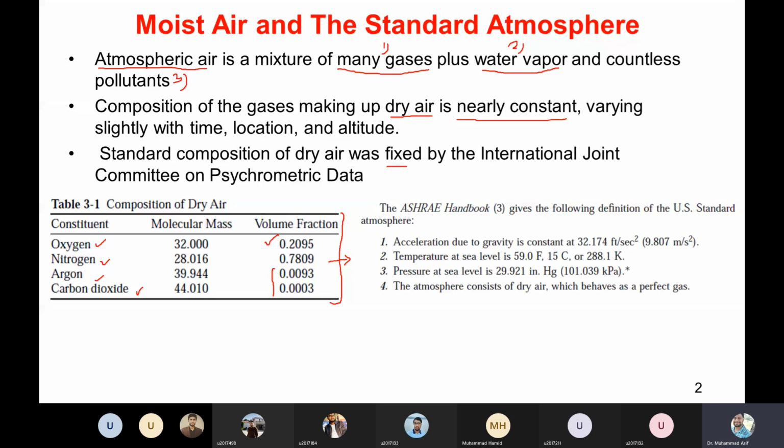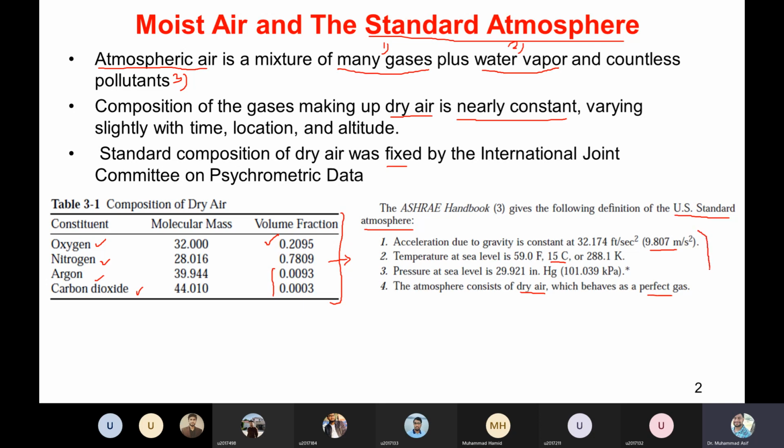And when we use the word standard atmosphere, let's say the US standard atmosphere, it means, first of all, the acceleration due to gravity will have a value of 9.807 meter per second square. And the standard temperature is about 15 degrees C or 288.1 Kelvin, and the pressure will be equal to 101.325 kilopascal, right? And the atmosphere that consists of the dry air will behave as a perfect gas.